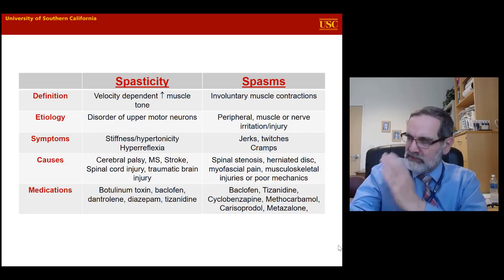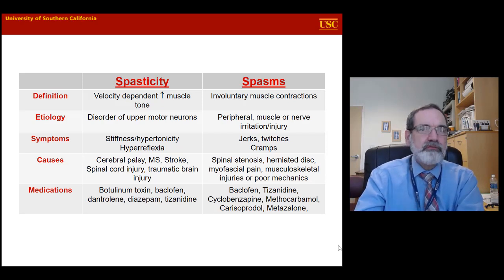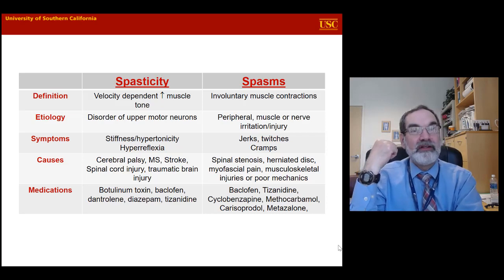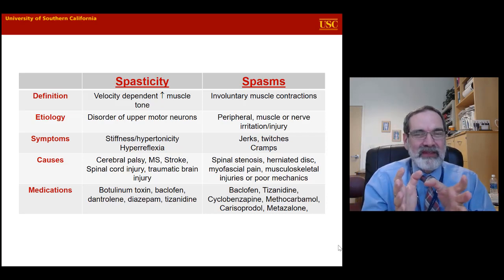So if you tap on the arm, for instance, at the biceps tendon to get a reflex here, a normal person will give you a little twitch. The spastic patient will go boom. You better not have your face in the way, you'll get hit. So they're hyperreflexic and they have hypertonicity.